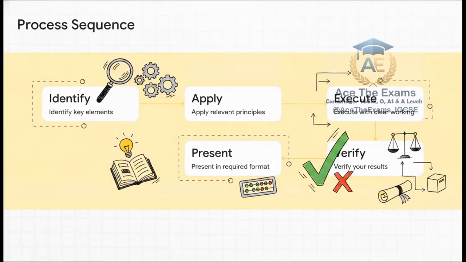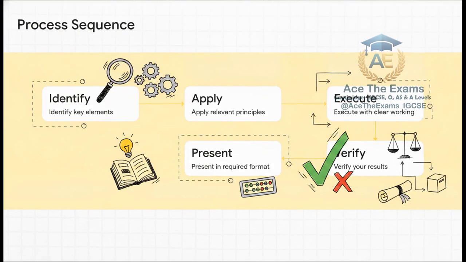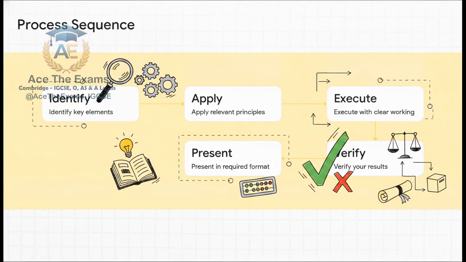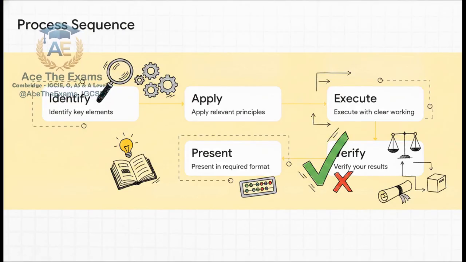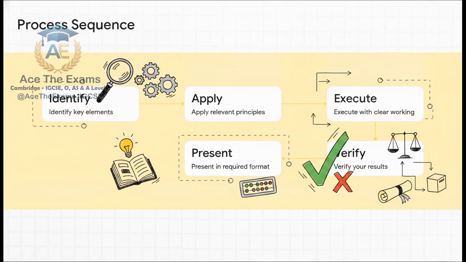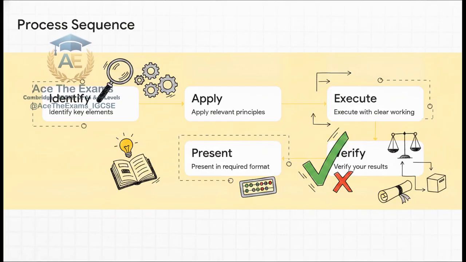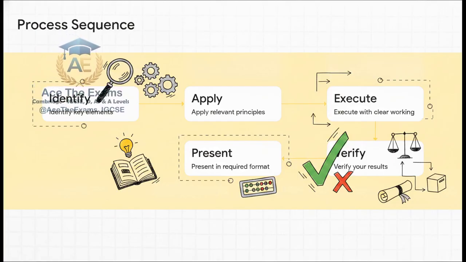By following this standardized procedural sequence, you will literally transform your red pen mistakes into green check marks right before the examiner's eyes. It's a 5-step transformation. First, you identify the key elements of the recursive function given to you in the prompt. Second, you apply relevant principles, things like how the compiler handles symbol tables and memory allocation.